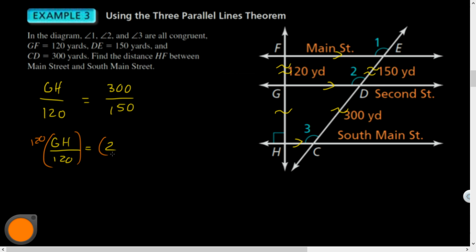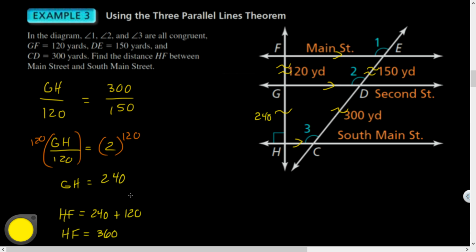You could use cross multiplication. You could have reduced and then used cross multiplication. Whatever way you like to solve, as long as you're obeying the laws of math, we'll get to the same answer either way. So I get GH is equal to 240, and then just using segment addition, I would say that HF is going to equal 240 plus 120. So HF is going to be 360, and that is not degrees, that is in yards.